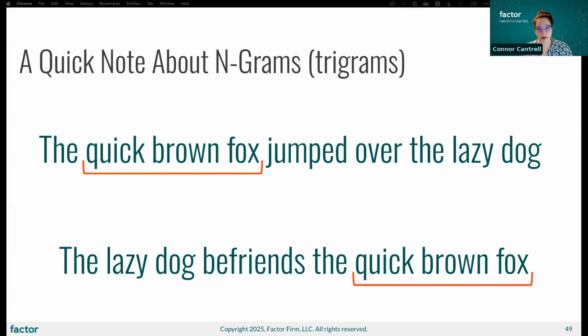Similarly, quick brown fox functions as a potential trigram. Maybe there are other sentences out there about a slow red fox or a quick dog, and our bigrams and trigrams, in addition to our unigrams, help us understand not just the strings, but maybe even also the concepts or the things.